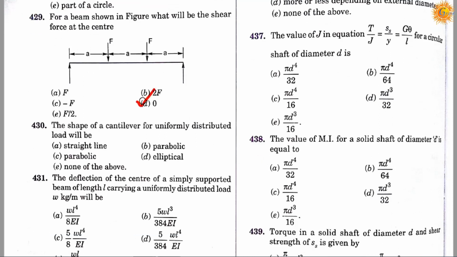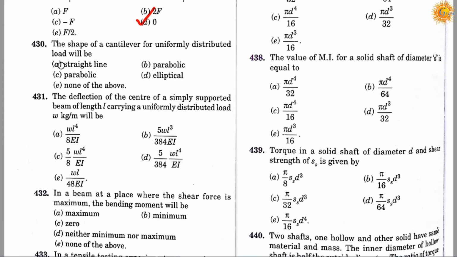Question number 430. The shape of a cantilever for uniformly distributed load will be option A, a straight line, option B is parabolic, option C is again parabolic, option D is elliptical, and option E is none of the above. Correct answer C, it will be parabolic.